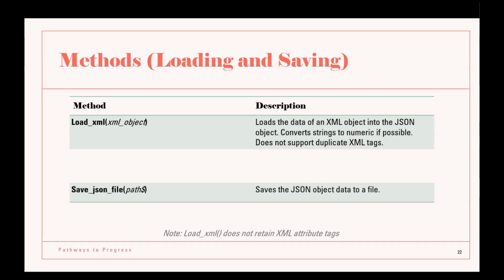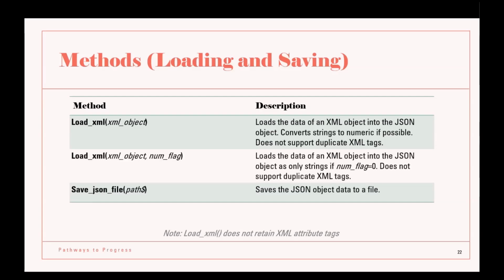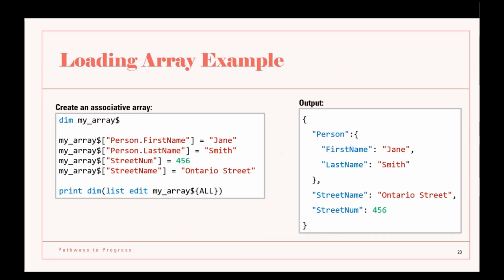It also comes with an option to load your data as only strings by using the num flag option. And lastly, there's also a save JSON file function which will simply save your JSON data to a file. So let's look at some examples.